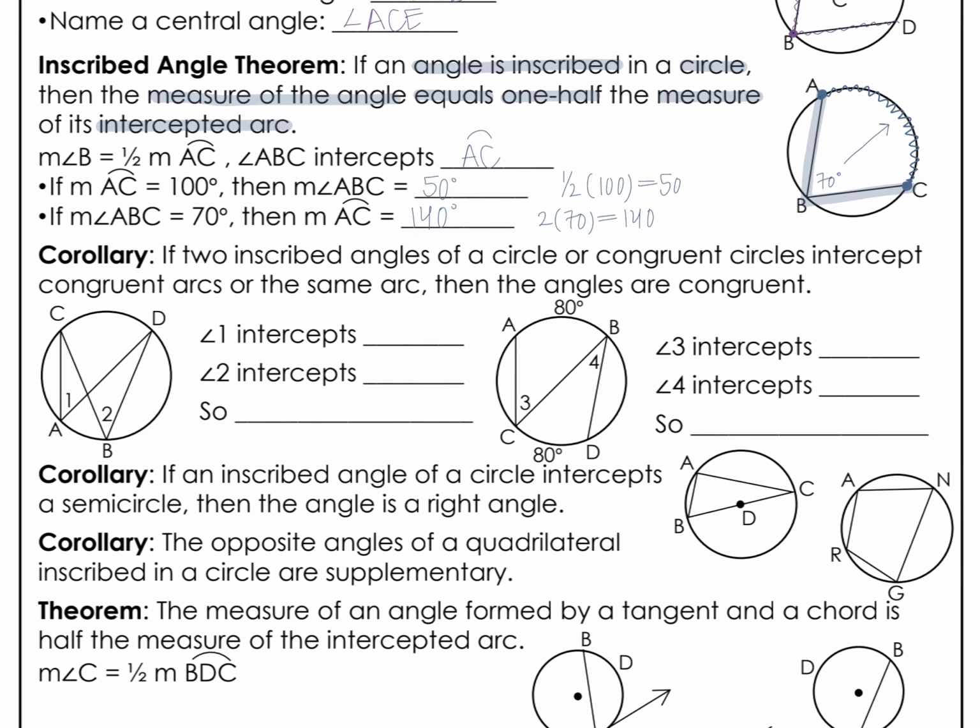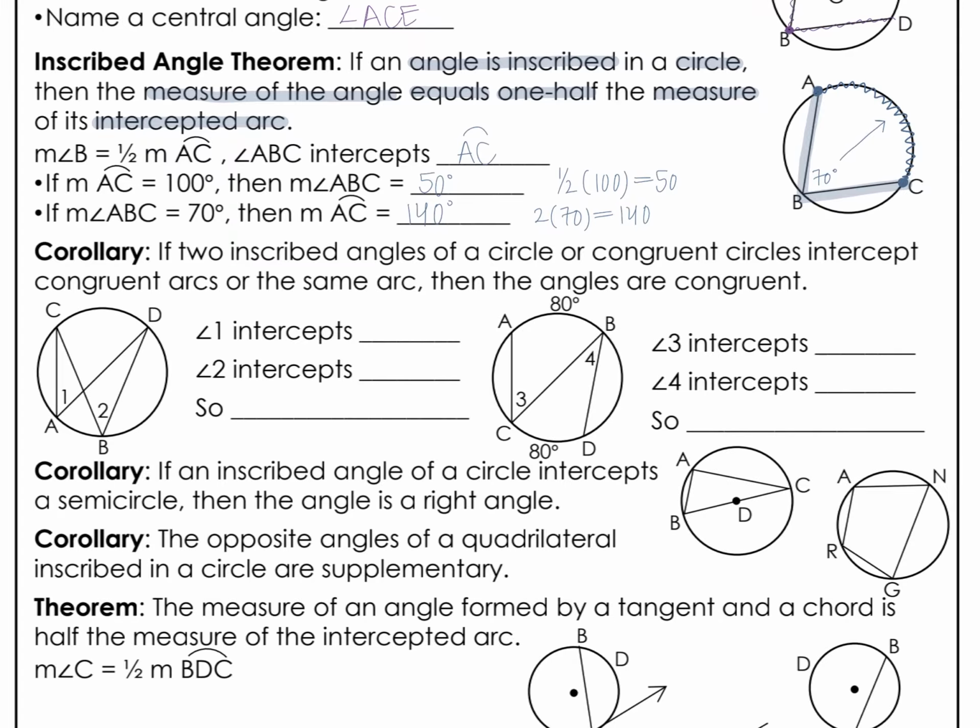And then down here, we are building off of that. If two inscribed angles of a circle, or even congruent circles, intercept congruent arcs or even the same arc, then the angles are going to be congruent. Okay, let's look at some examples here.